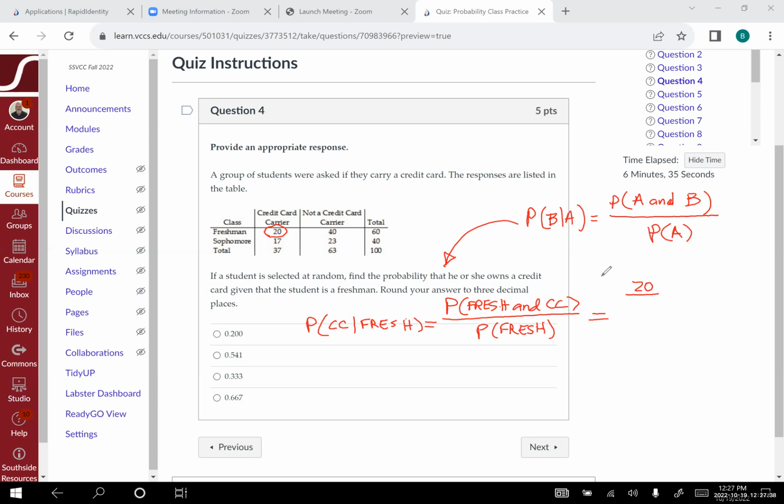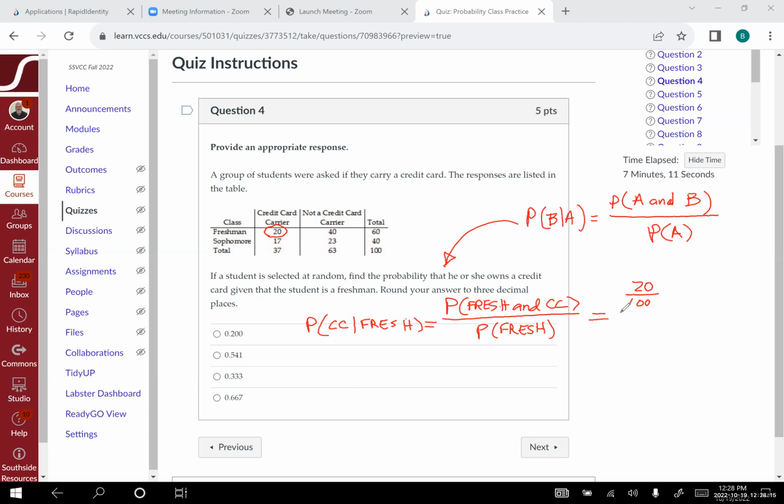You say, well, there's 20 students that fit that category divided by how many total students in the sample space? For the freshman or just how many total students in the sample space? 100. Right. See, that's what I also used to do, Lexi. I would start saying, well, we're talking about freshmen here, so the total freshmen is 60. You have to really focus on the step you're doing. So right now, we're just looking at all the students, and 20 out of 100 are both freshmen and have a credit card.